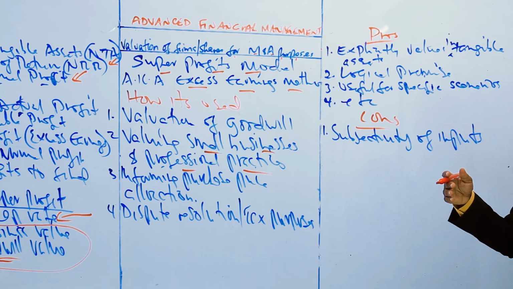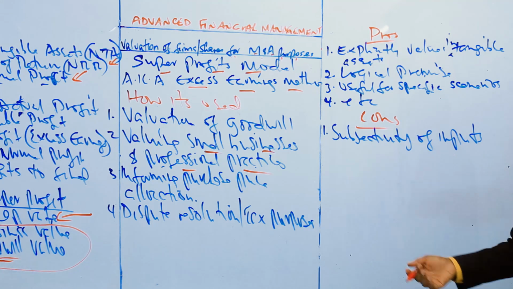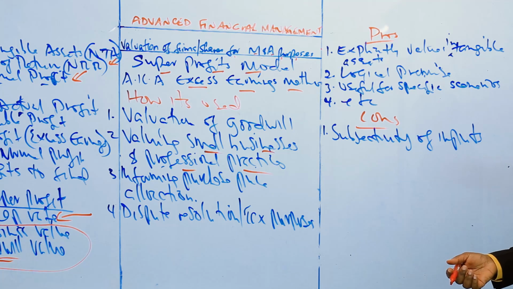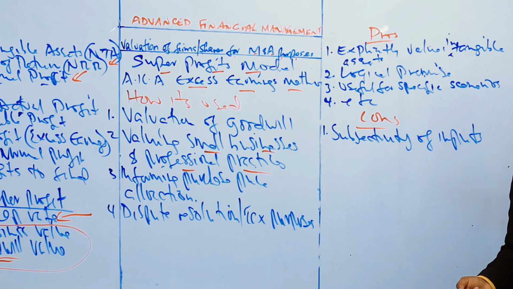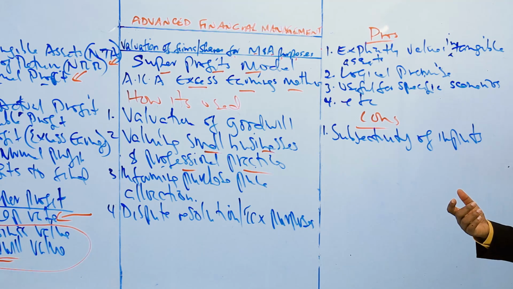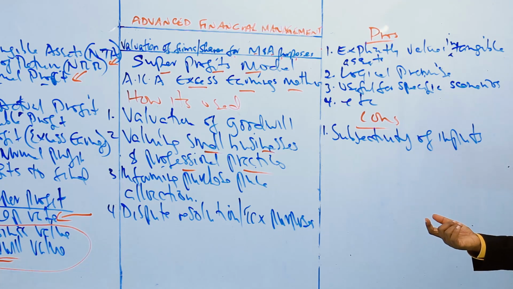Estimating a sustainable average actual profit requires judgment, especially if historical earnings have been volatile or impacted by non-recurring events. So that's the first disadvantage.